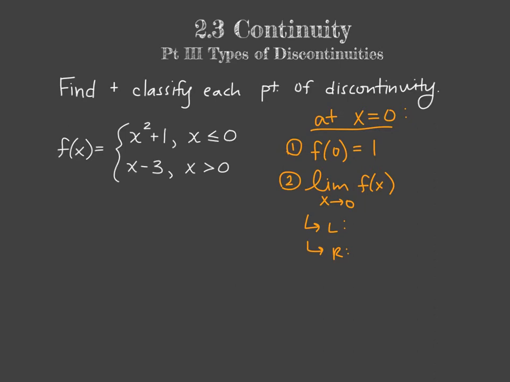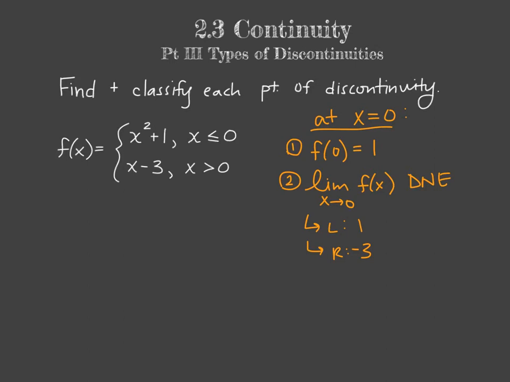But the left-sided limit, we'll check here. Plugging in 0 is something we already did. And then the right-sided limit, we'll check here. So 0 minus 3, that's negative 3. So our overall limit does not exist. So clearly we're not continuous at x equals 0. We don't even have to go to check part number 3.